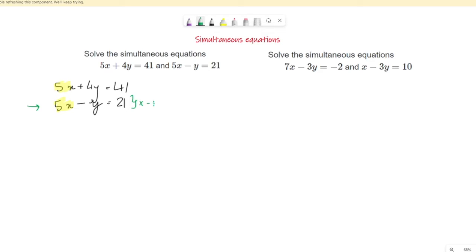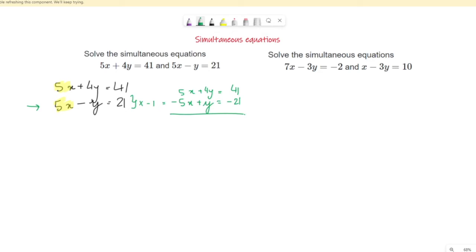So I have to multiply the whole equation by negative 1. What will happen when I multiply the whole equation by negative 1? Every sign will become opposite. 5x times negative 1 will become negative 5x. Negative y times negative 1 will become positive y. And 21 will become negative 21. You see, everything changes to opposite. This one we will write the way it was: 5x plus 4y equals 41.